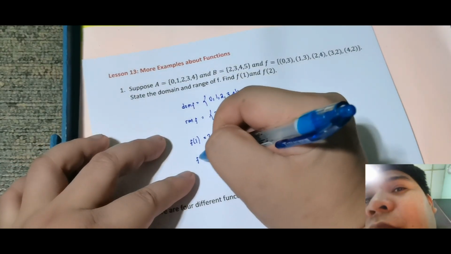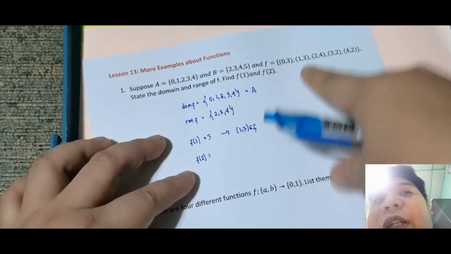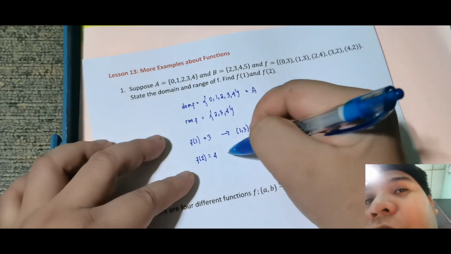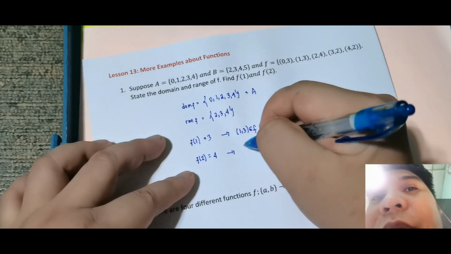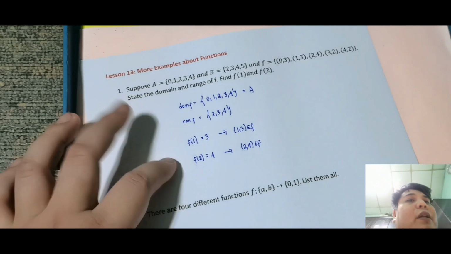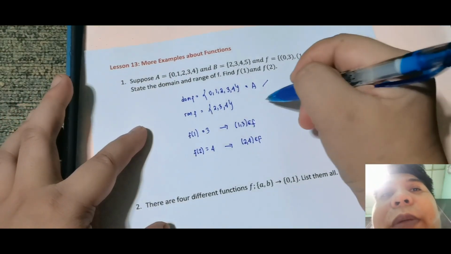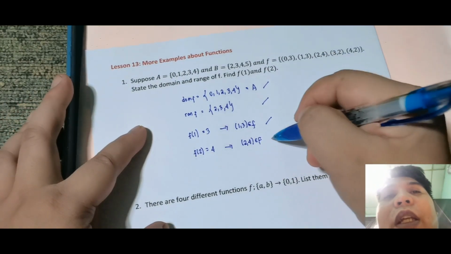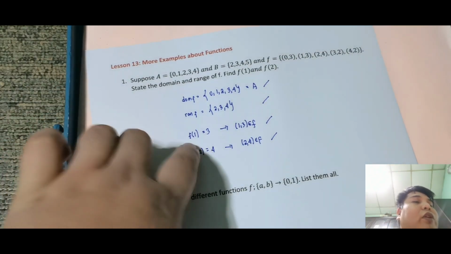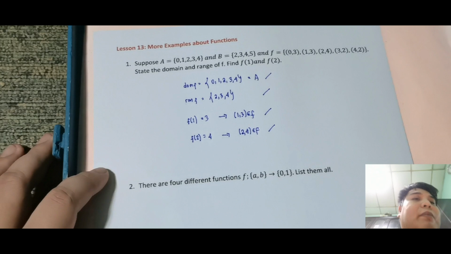Next, what is F of 2? F of 2 is equal to, hanapin ka 2, something dyan, 2, something is just 4. So this is equivalent sa (2, 4) element of F, which is tama sa sagot. So ito yung domain of F, range of F, F of 1 is 3, F of 2 is 4. Ayun yung mga sagot. Okay, so napakasimple niya.